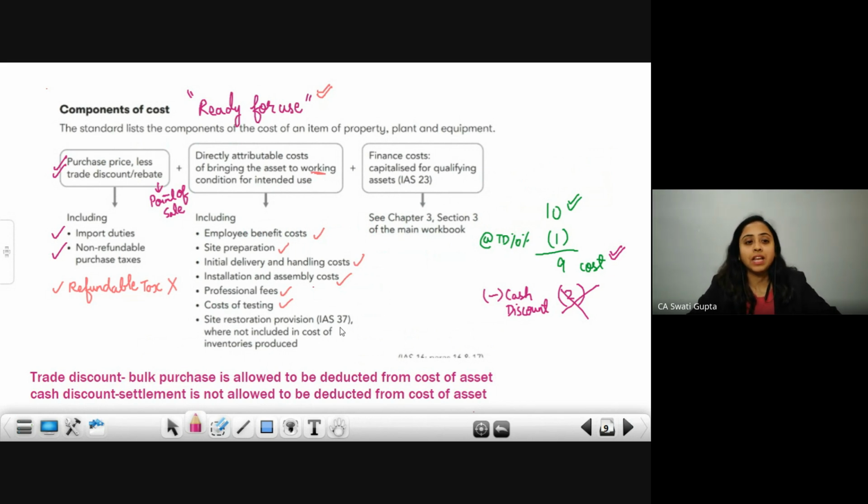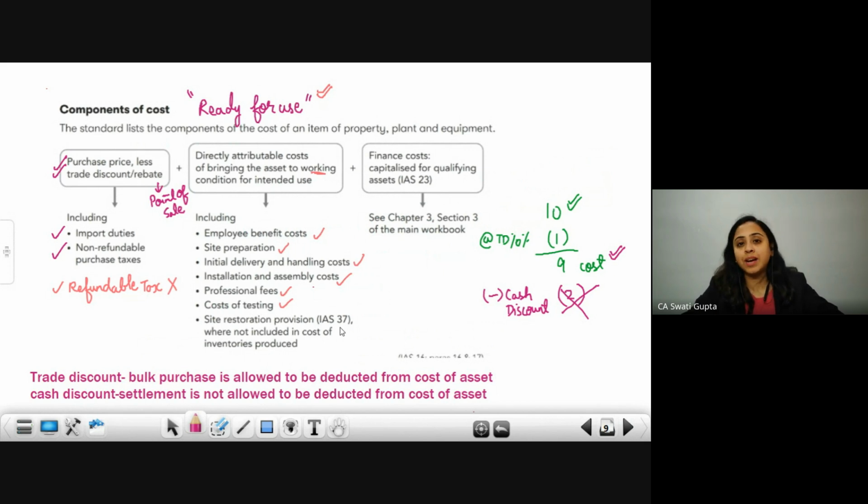And why? See, what is site restoration provision? Simply, for example, you are into a project. You have a site and you are building up a new project. For example, you are building a new tower. It will take 2 years to build that tower, that facility.